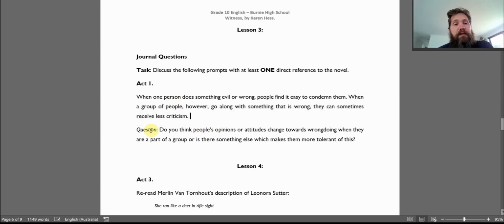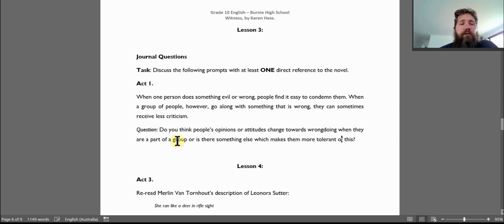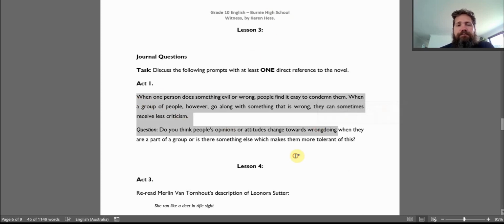So that's the statement. And the question is, do you think people's opinions or attitudes change towards wrongdoing when they are part of a group? Or is there something else which makes them more tolerant of wrongdoing? So this is, for those studying sociology and psychology, you might have an advantage here. But you're looking at group behaviour and how it affects people's decision making. Now, think about what you've seen, heard or experienced in your own lives to answer this question.